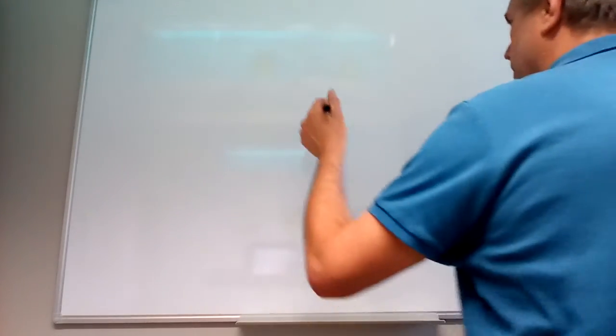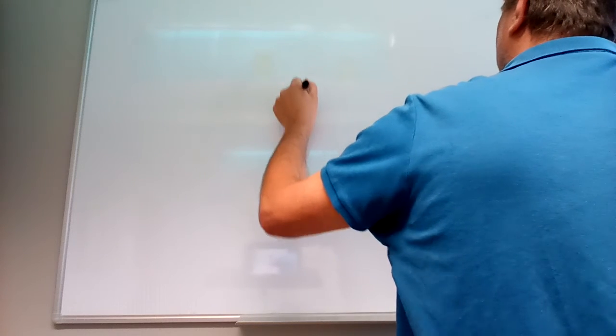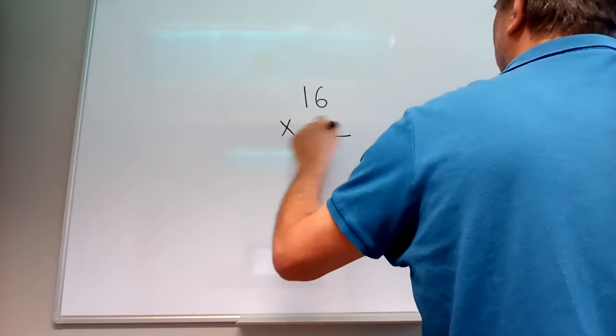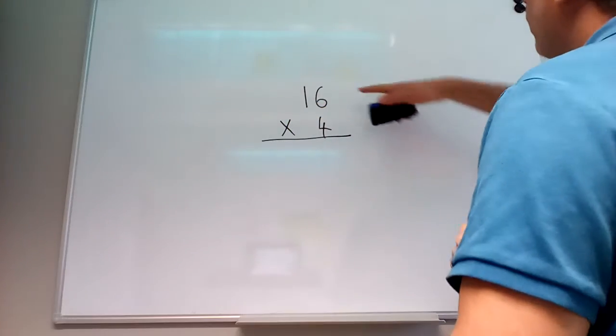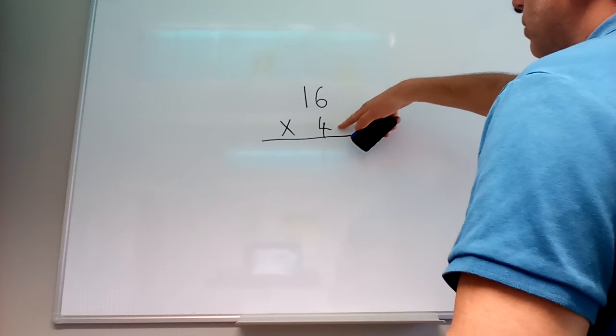Now let's talk about this borrowing again, or carrying again. It's carrying, making sure we understand that. So let's go back to 16 times 4. Well, 6 times 4 is 24. So that's what we're going to figure out first.